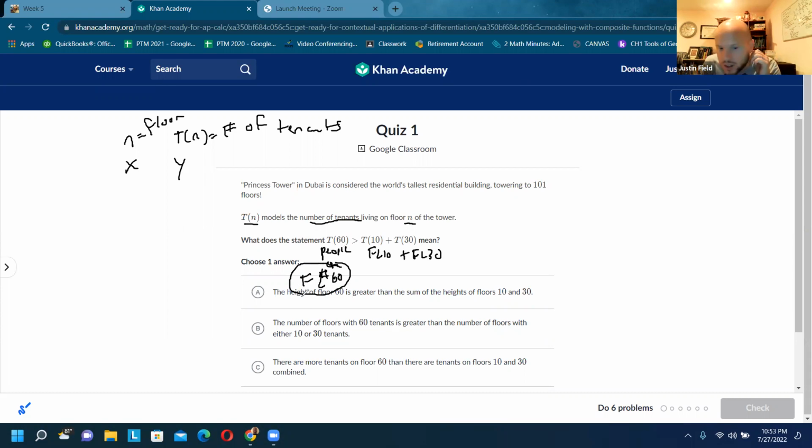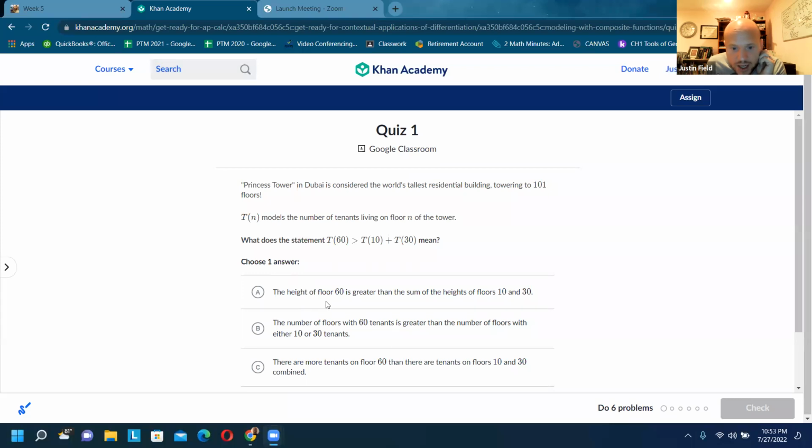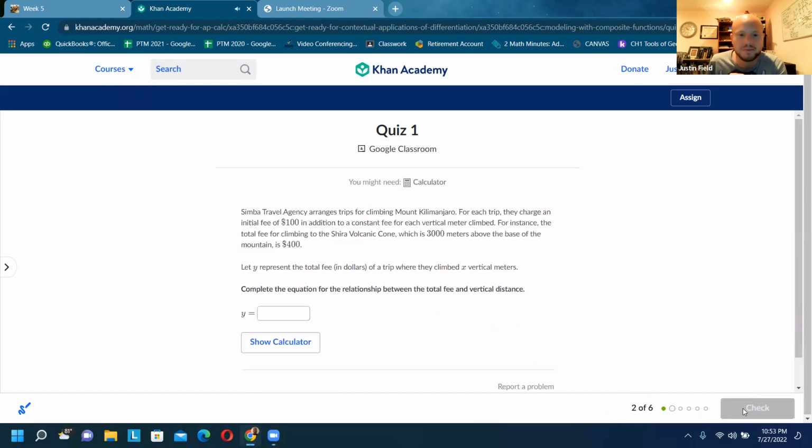So let's see which answer tells us that. The height, no. The number of people. There are more tenants on floor 60. Yeah, that's the one. All right.